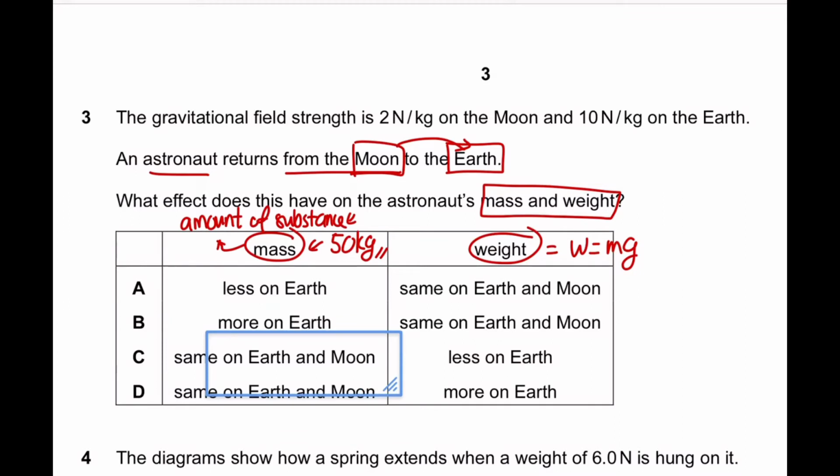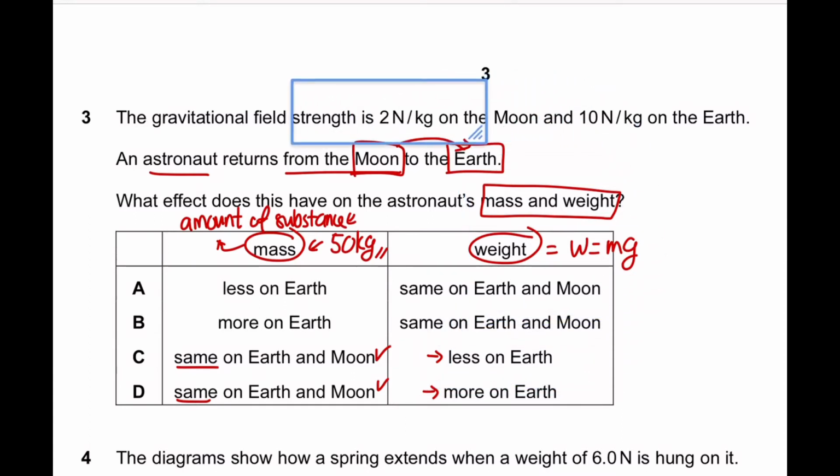So both options C and D have the same answer. Okay, I should not underline there. Same answer. Now we have to move on to the weight, where we have to pick whether he has less weight on Earth or more weight on Earth.